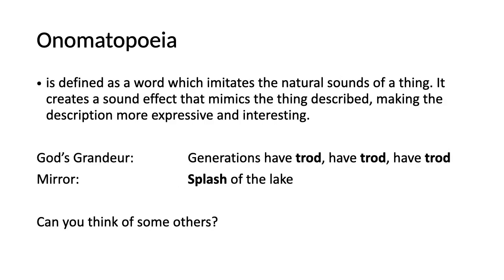Now we have probably the easiest device to recognize. It's called onomatopoeia, and it's really an imitation of a sound. Whenever a word or group of words in a poem generally shows a sound that an object is going to make, that will be an example of onomatopoeia. So for example, in God's Grandeur, we hear "generations have trod, have trod, have trod." There is a repetition of trod, but it is onomatopoeia in the sense that when we hear the word trod, we can hear the sound it is making, like when soldiers are marching, right?